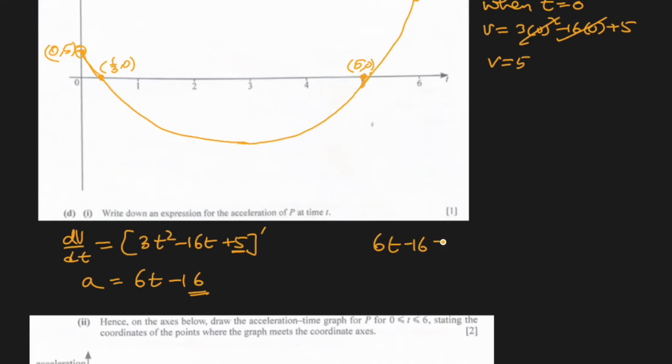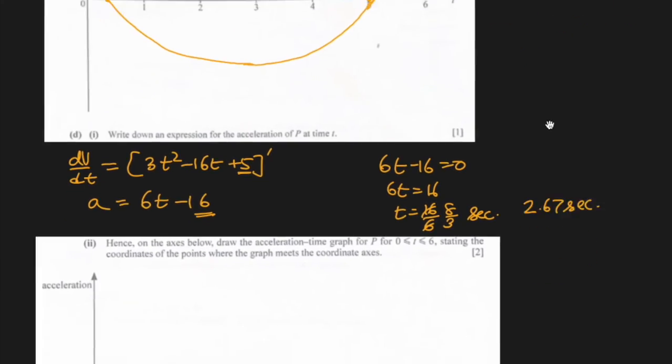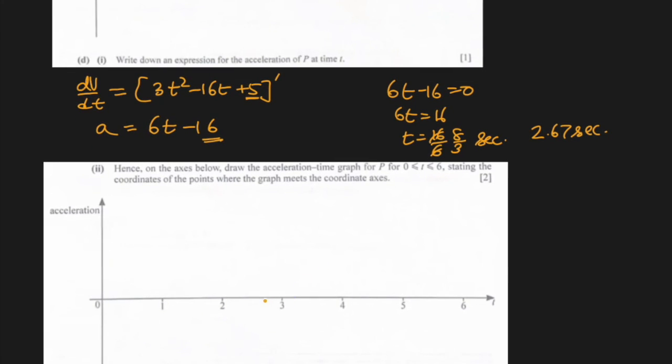6t minus 16 equal to 0. 6t equals 16, so t equals 16 divided by 6, which is 8 over 3 seconds, which is about how much? 2.67. Okay, so 8 over 3, 2.67, is the place where it will reach 0.